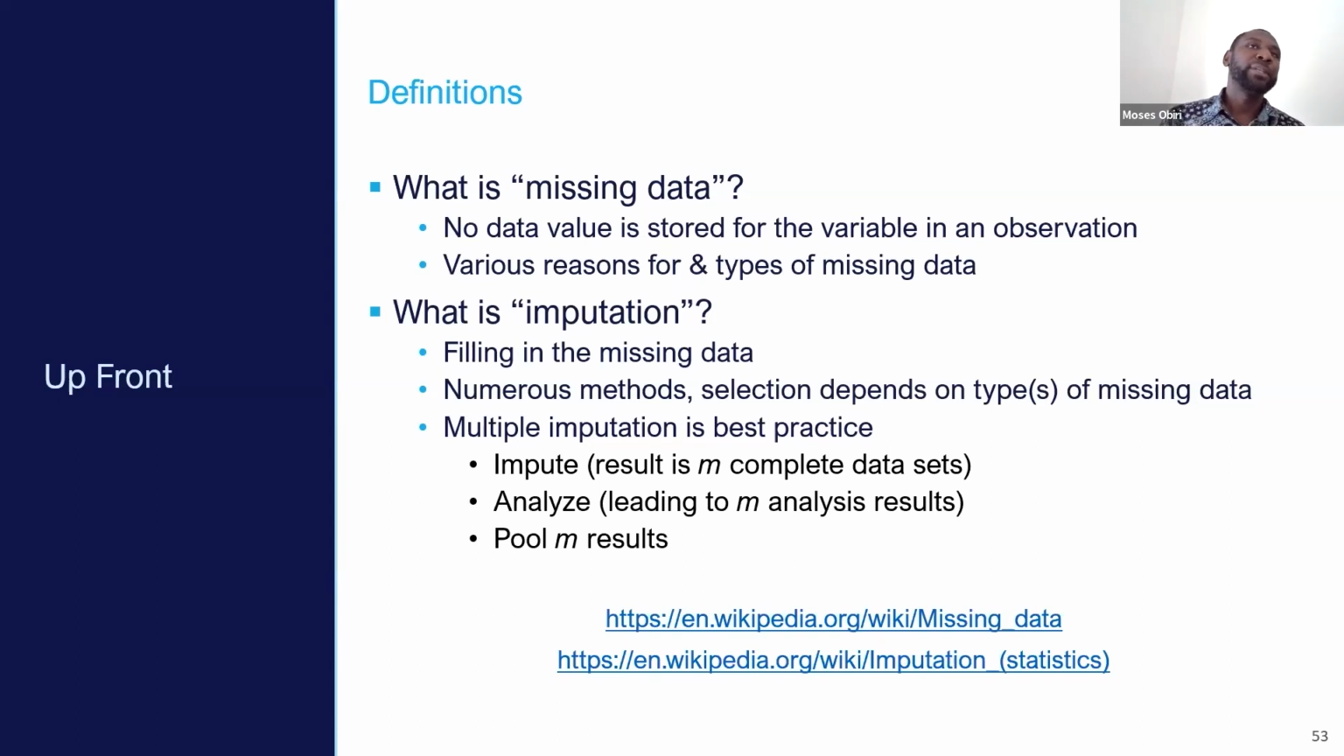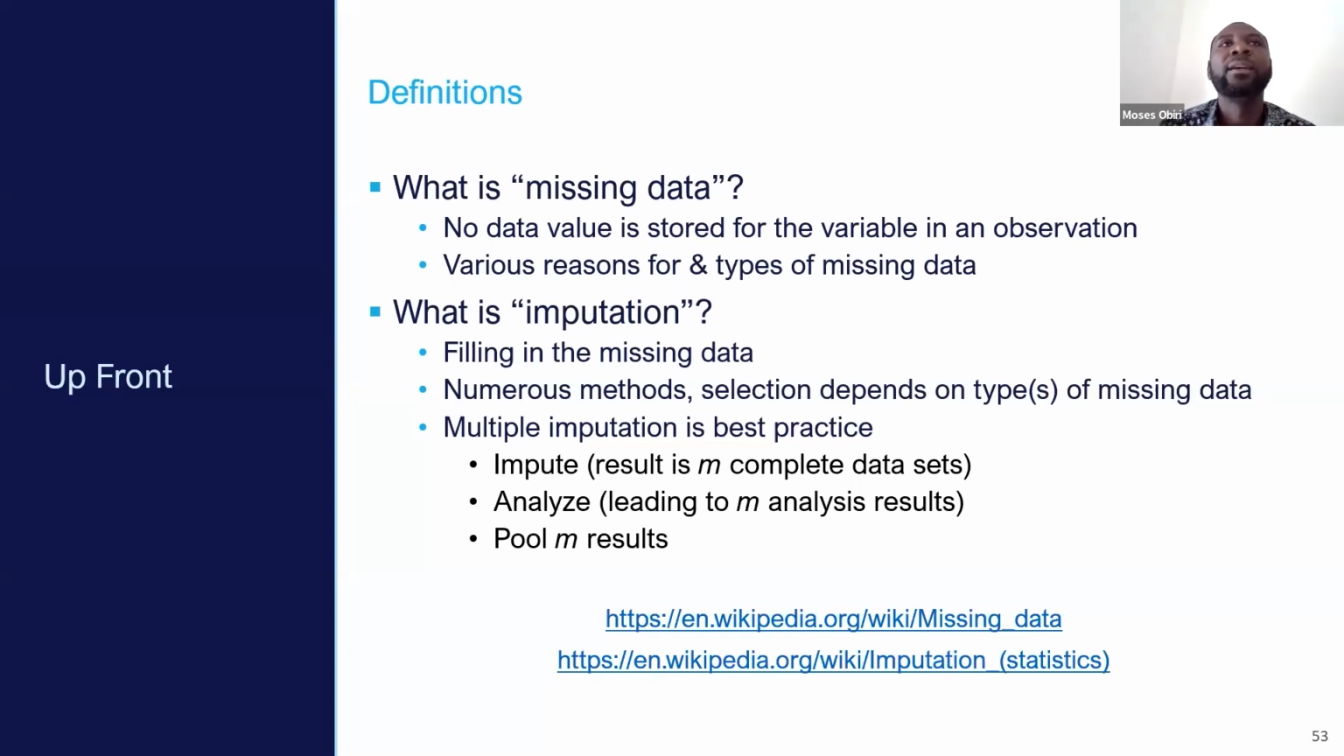One way of handling missing data is through data imputation. Imputation simply means that you are filling in the missingness in your data set. There are numerous methods that can be used for data imputation, and these methods depend on the type and the nature of missingness in your data set. And overall, multiple imputation is preferred to single imputation.